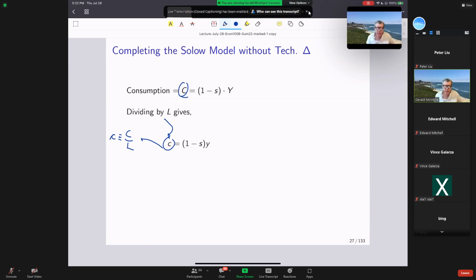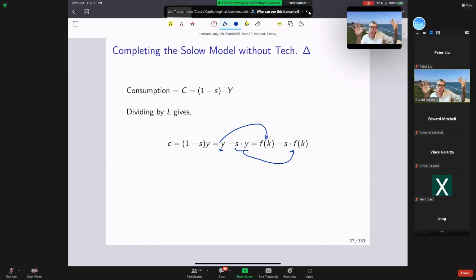And of course, I've divided this side by L and this side by L. Capital Y divided by L is small y, which I can expand. I'm going to multiply out that parentheses. So y minus s times y. The y function is the f of k function. Here's y, and this is f of k. The s times y is s times f of k. It's the difference between those two.